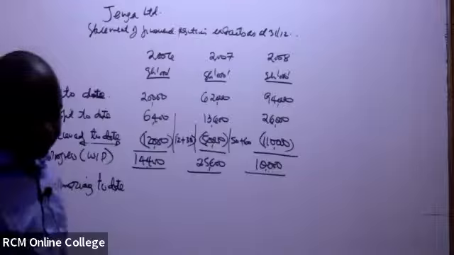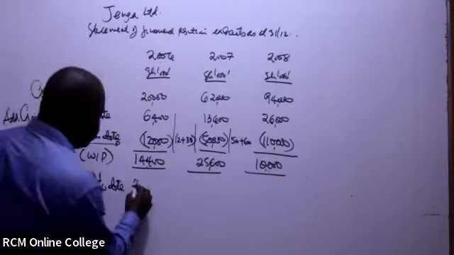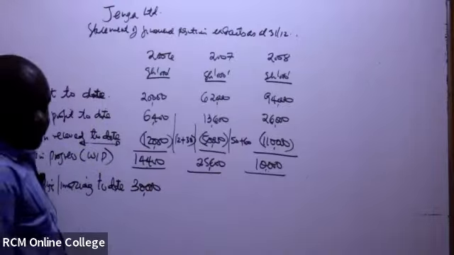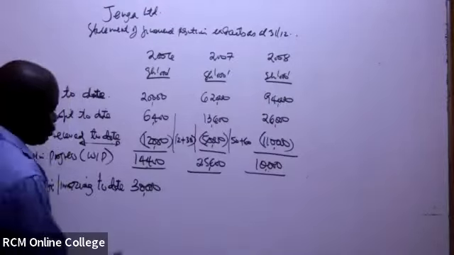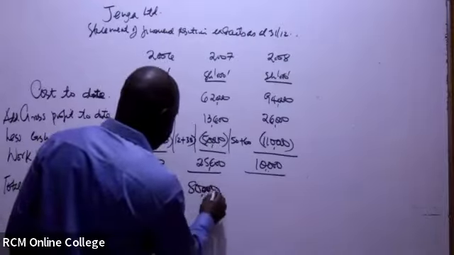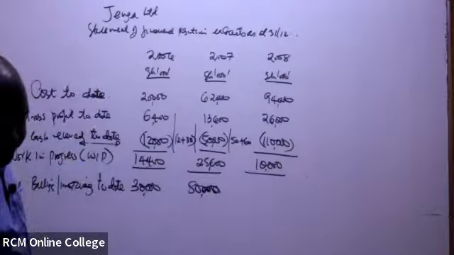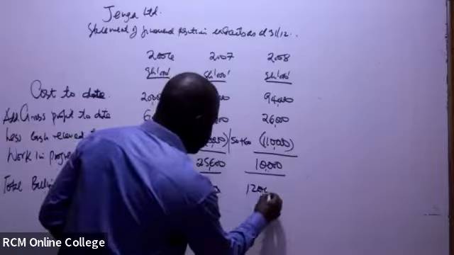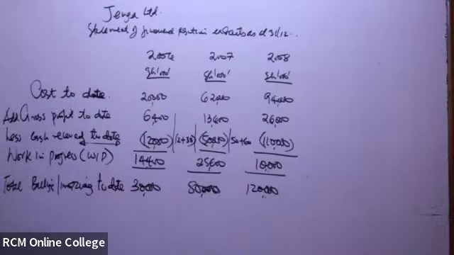So what was actually billed to the client in the first year is 30 million. Then in the second year, they billed 50 million. So cumulatively, that will come to 80 million. Then in the final year, they actually billed 40 million. So cumulatively, it will come to 120 million. So the total billings or invoicing to date.